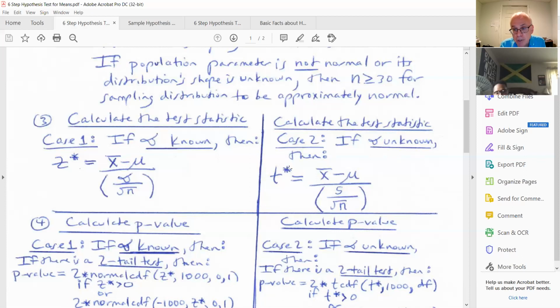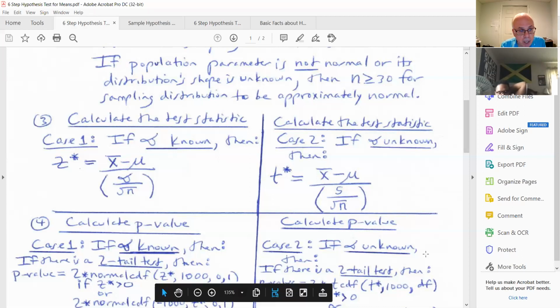Now I'll put an asterisk next to it so that it's clear that this is a number that we're calculating versus a variable. You're going to get some number out of either one of these calculations. So you have to make your choice. If the problem says nothing about sigma and gives you information about s, then you're going to do case 2. But if they do give you information about sigma, you do case 1. All right. So that's step 3.